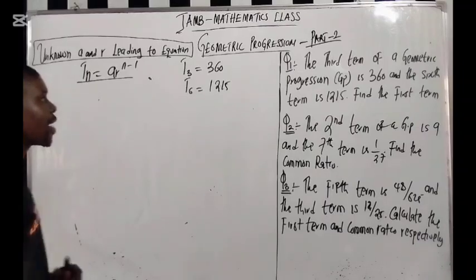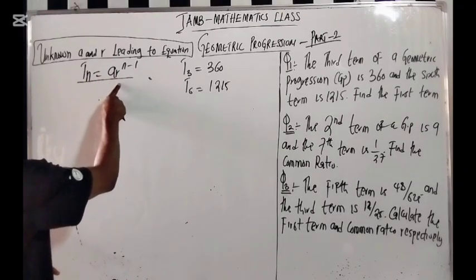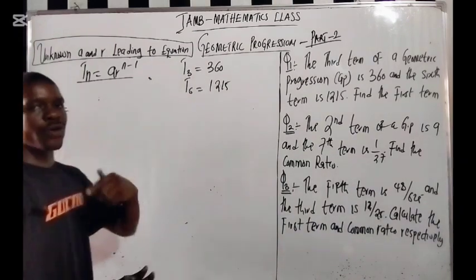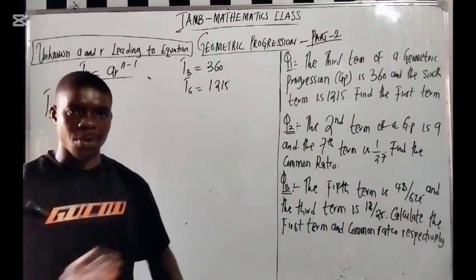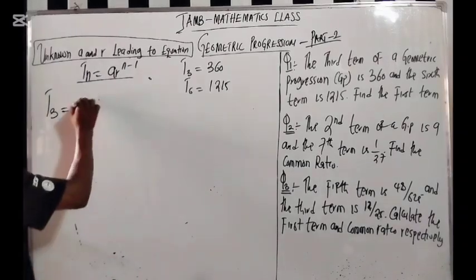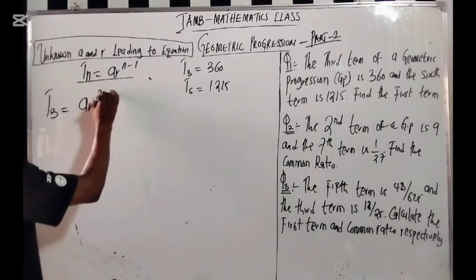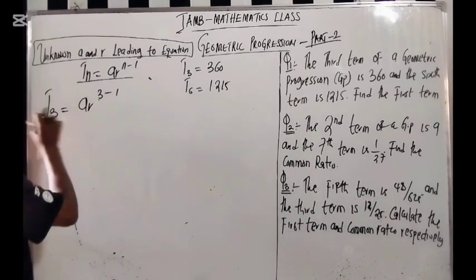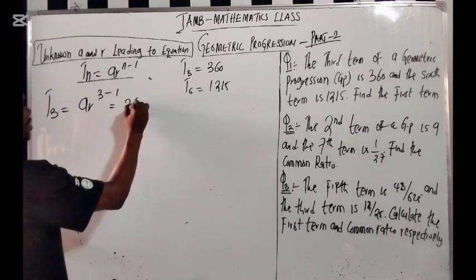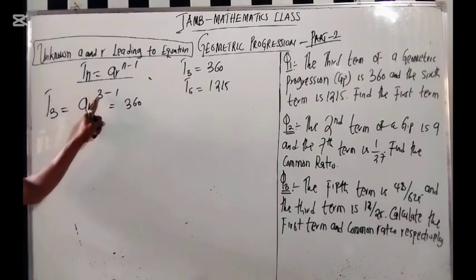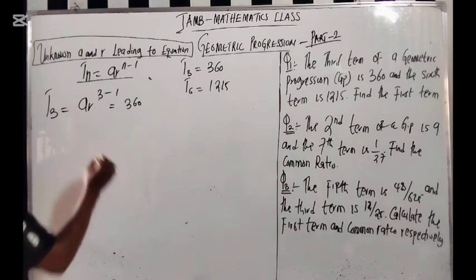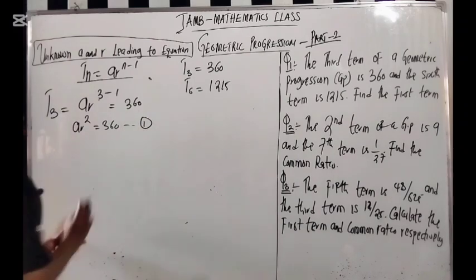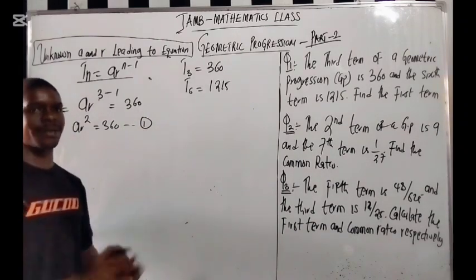It's very easy. If you apply this formula here, you're going to have T3 equals a r raised to 3 minus 1. Remember they give us the first term and the common ratio; we don't know the common ratio. Here n equals 3, and it equals 360. Now 3 minus 1 is 2, so it's going to be a r squared equals 360. This is my equation 1.